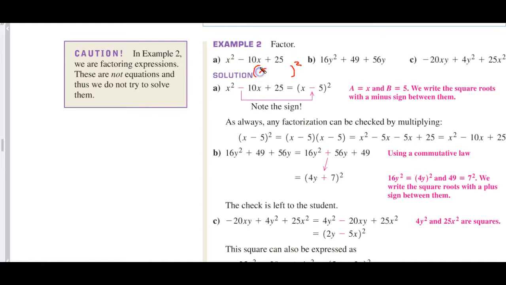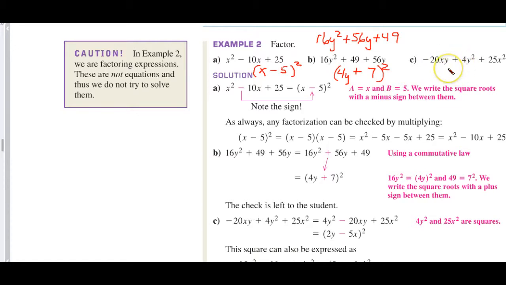So the x is going to go there. This negative sign goes there. And the square root of that goes there. And you just check it, and it does check. All right, this is not in correct order. So I put it in standard form. And now I'm going to take the square root of this one. Middle sign is plus. Take the square root of this. Now, notice I get 4 times 7 is 28. And if I double 28, I get my middle term.